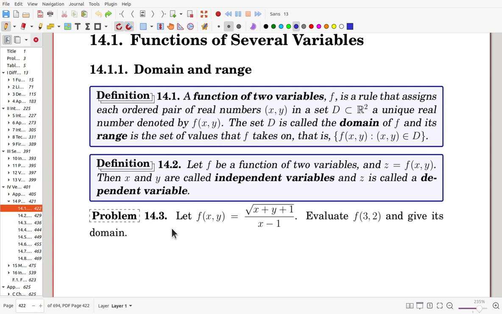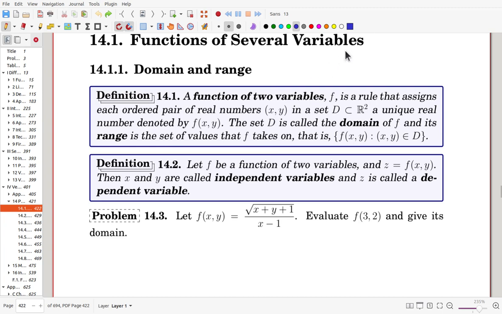We'll begin with functions of two variables. A function of two variables, f, is a rule that assigns to each ordered pair of real numbers (x, y) in D a unique real number denoted by f of (x, y). D is the domain, and the range is defined to be the set of values that f takes on.